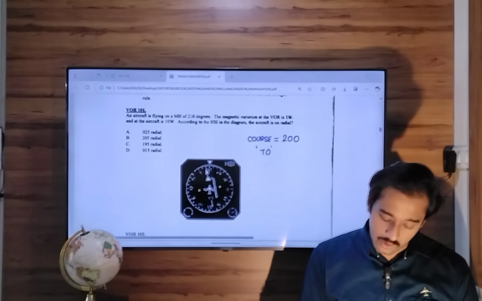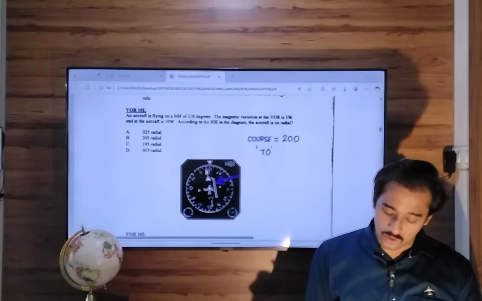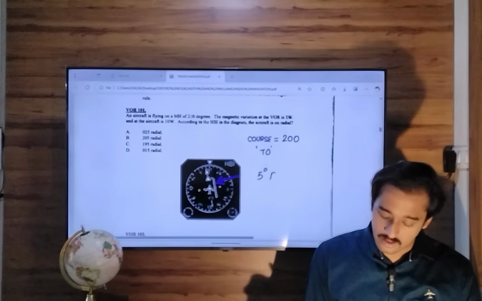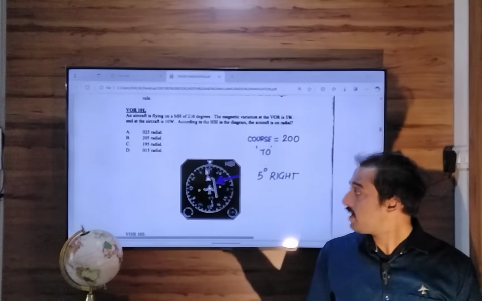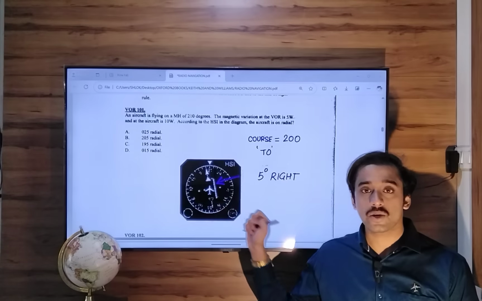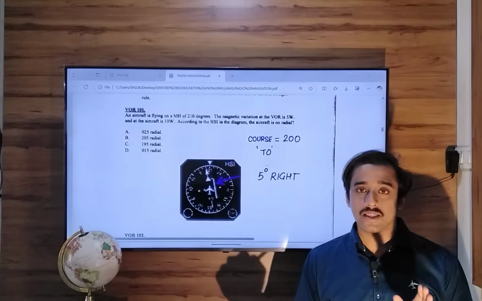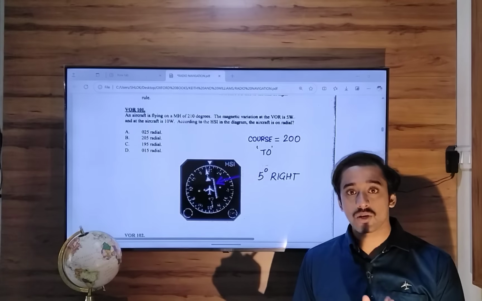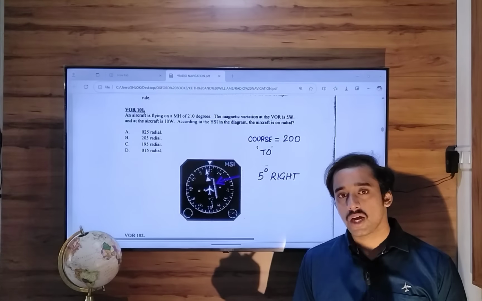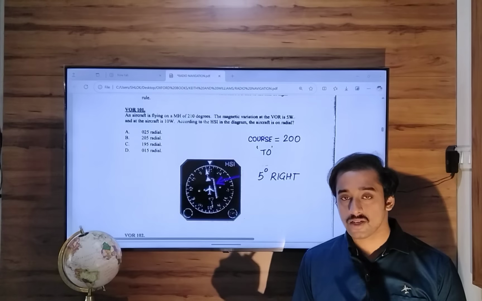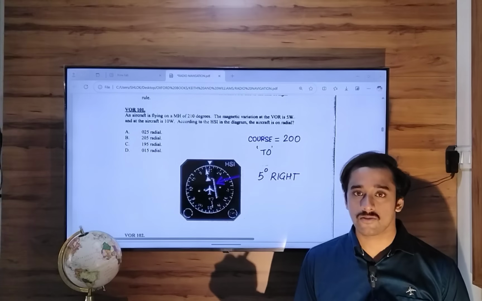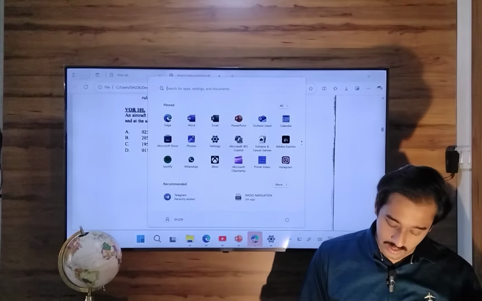okay. Now here you can see that the needle is indicating 5 degree right. So the needle has deflected 5 degree to the right hand side. That means it is telling the aircraft pilot to turn 5 degree right. So that means the pilot of this aircraft is not situated on the center line of the radial. So let's draw the diagram.